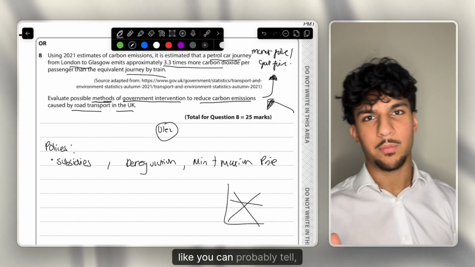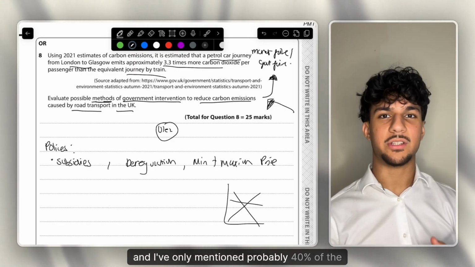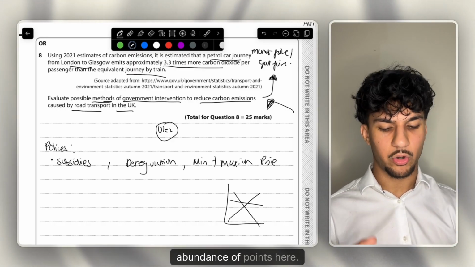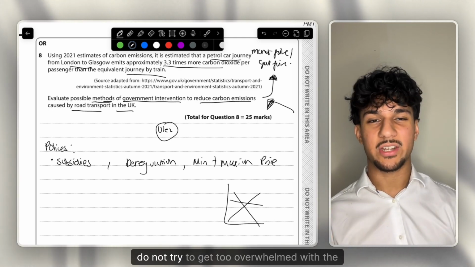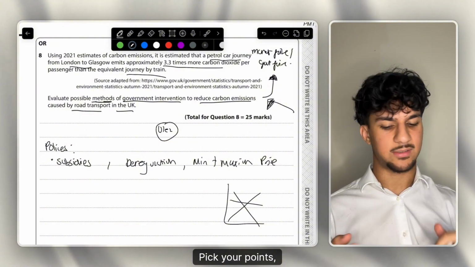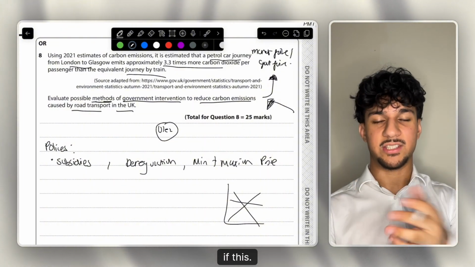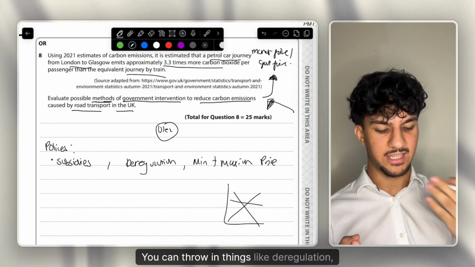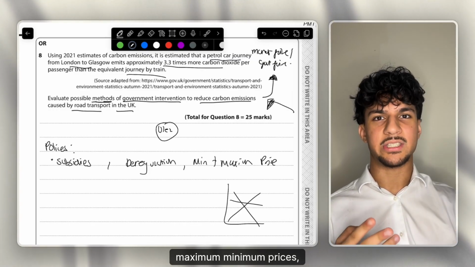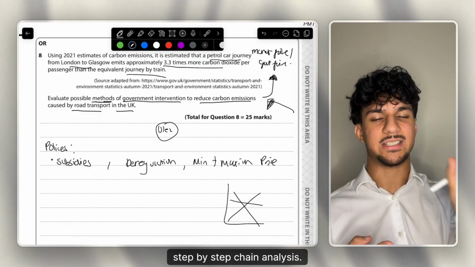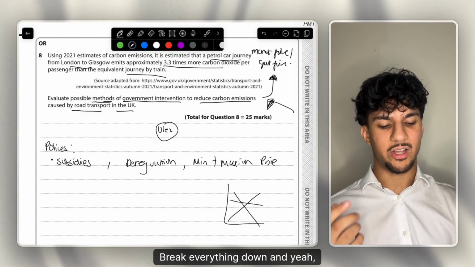But yeah, like you can probably tell, and I've only mentioned probably 40% of the points, there are an absolute abundance of points here. But again, do not try to get too overwhelmed with the variety of points. Pick your points, whether it's tax, subsidies. If that's your 2 paragraphs, focus on them. In your final judgment, you can throw in things like deregulation, maximum minimum prices, but focus on your points. Of course, step-by-step chain analysis, break everything down, and yeah, that should be more than enough.